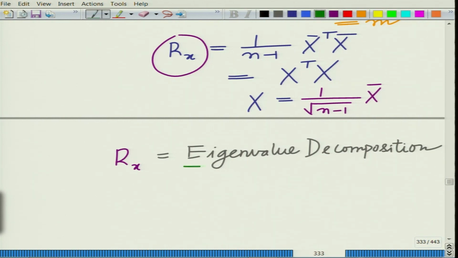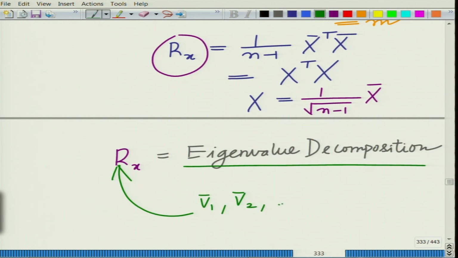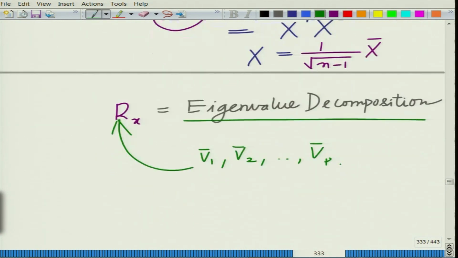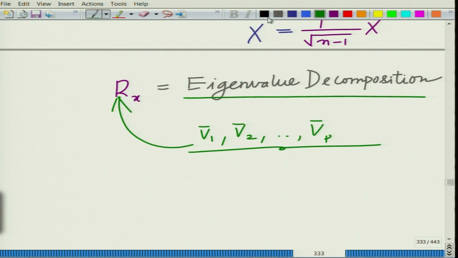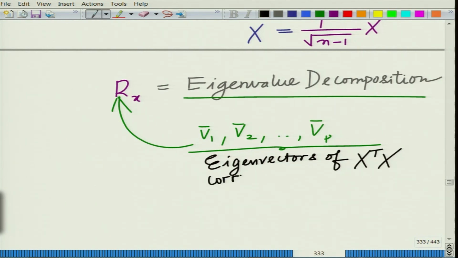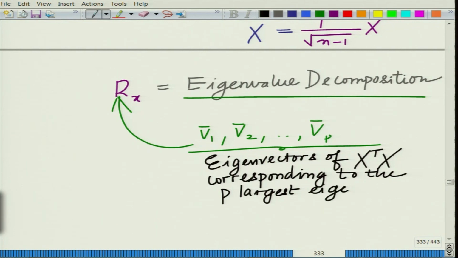We perform the eigenvalue decomposition and consider v 1 bar, v 2 bar, up to v p bar, where these are essentially the eigenvectors of x transpose x corresponding to the p largest eigenvalues.